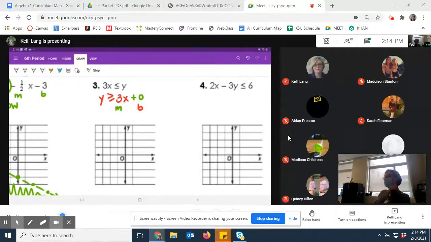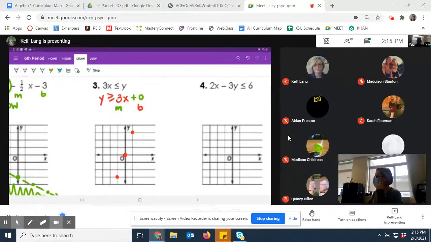Time to draw. Start with your y-intercept, which is 0. Your slope then helps you find your next point. Our slope is always a fraction. Our slope is 3/1, so our rise is 3 and our run is 1. So 3/1. We'll go up 3, right 1. And I ran out of space, so I went down in the other direction.